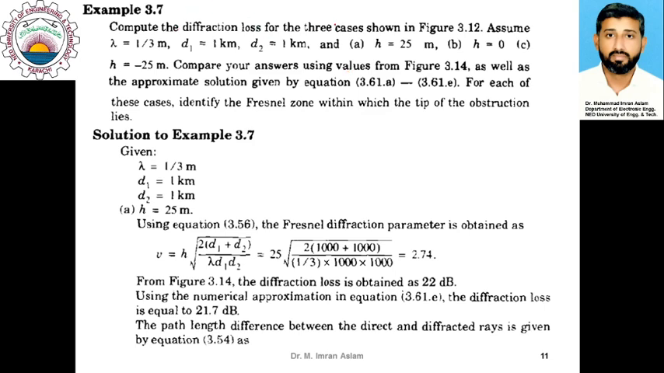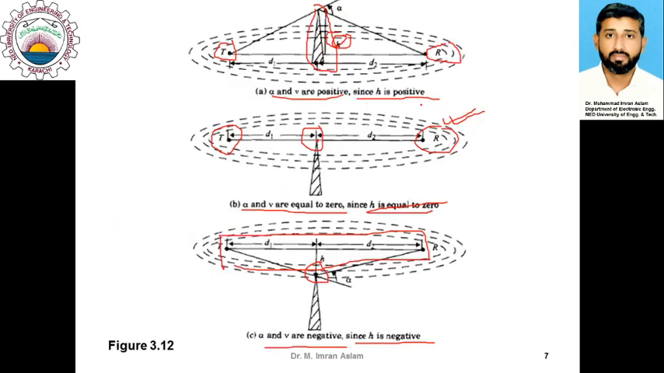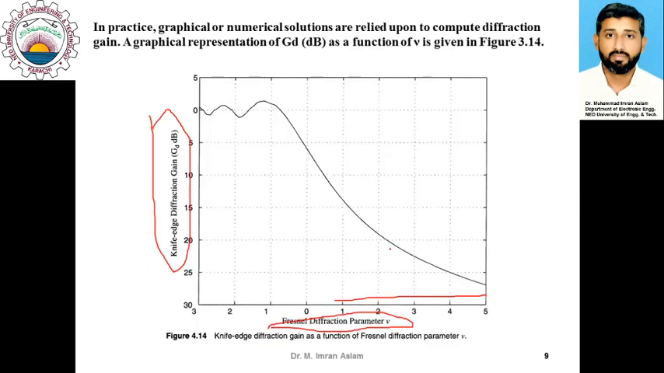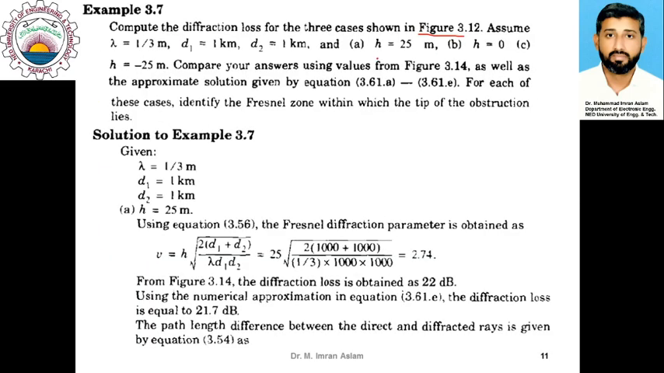We want to calculate the diffraction loss for the three cases shown in the previous figure. You can see that in one case the line of sight path is totally blocked, in another case h is 0, and in the third case h is negative. For part A we have h equal to 25 meters, for part B we have h equal to 0, and for part C we have h equal to minus 25 meters. The wavelength that we are using is 1/3 meters. Distances from transmitter and receiver are given as 1 kilometer each.